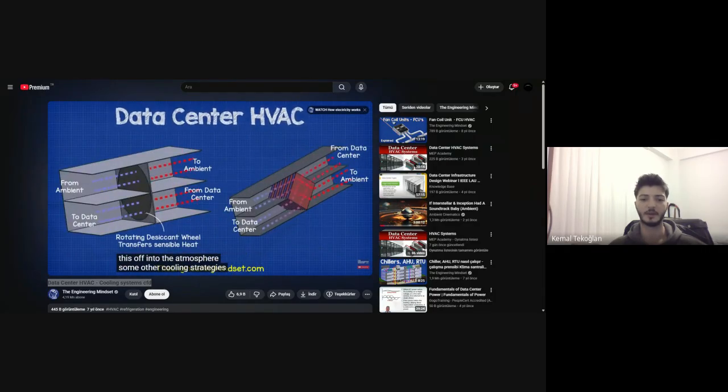Some other cooling strategies which are slightly less common are the use of ducted systems with heat wheels or heat exchangers fitted. These allow thermal energy to be transferred from one stream to another without introducing fresh air into the building. The fresh air can contain dust, moisture, and salt particles, which deteriorate the server's electrical components.